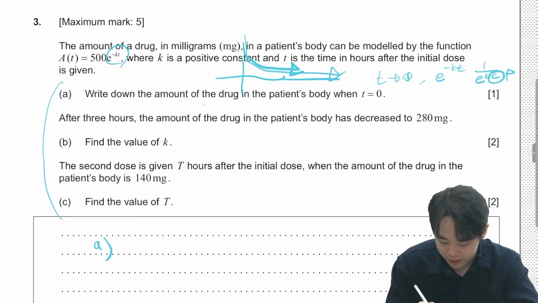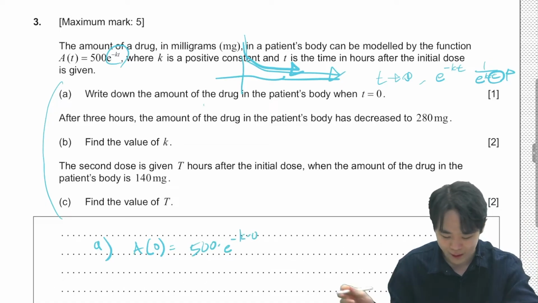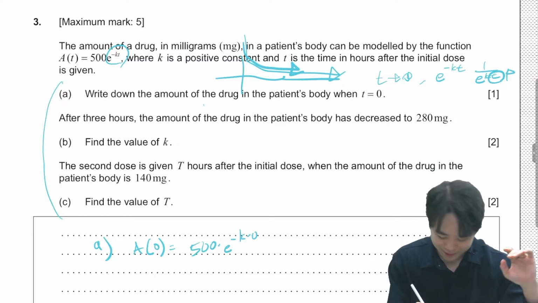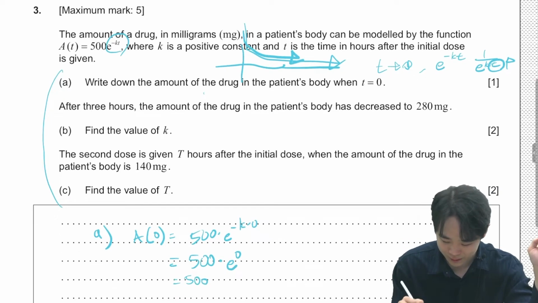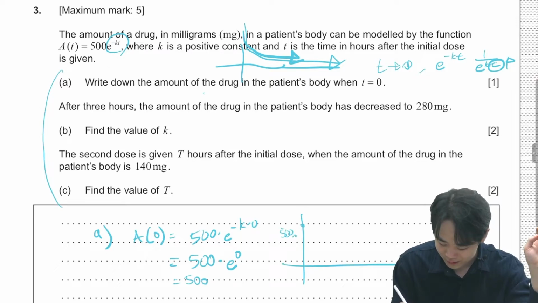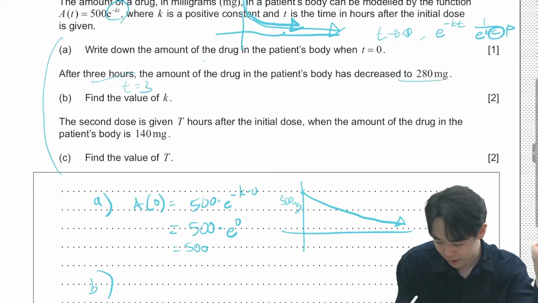The amount of drug when t equals 0 is basically substituting in t equals 0. So 500 times e to the power of minus k times 0. What is the value of k? We don't know that yet. Do we care? No, because k times 0 is just 0. So 500 times e to the power of 0 is just going to be 500. So that's a clean number. We start off with 500 milligrams, and we're expecting this to decay over time. Okay, so that's part A. After 3 hours, when t equals 3, the amount of drug in the patient's body has decreased to 280.